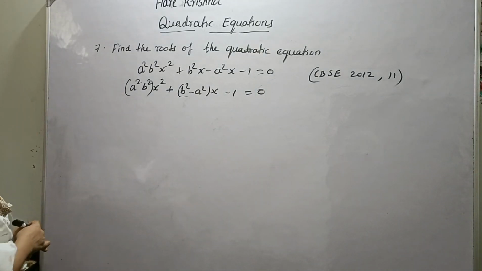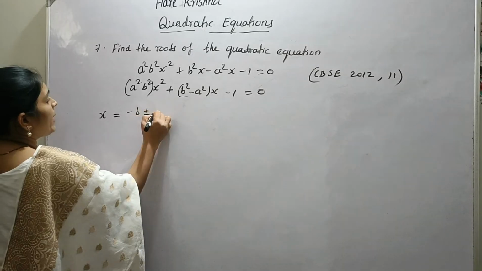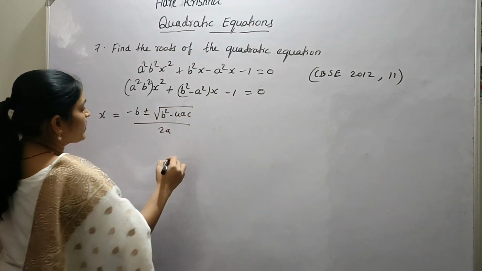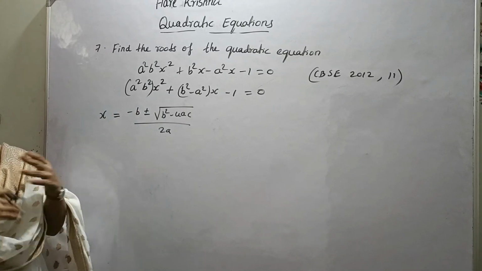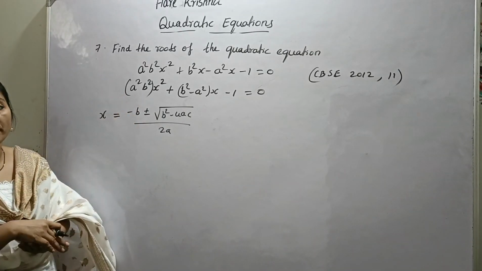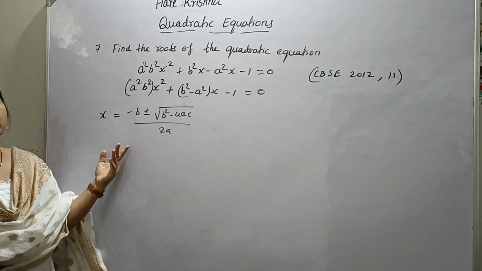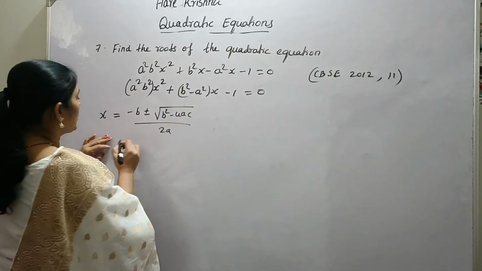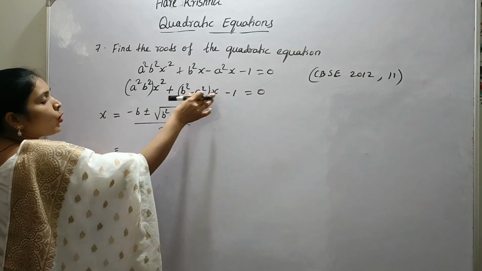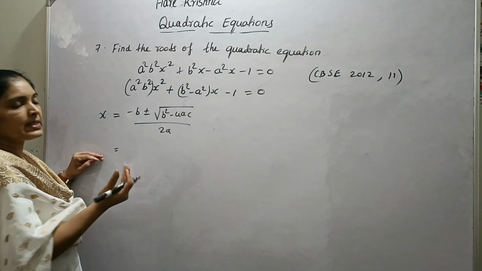Now let's apply the quadratic formula. x is equal to minus b plus or minus square root of b square minus 4ac divided by 2a. Here a, b and c are coefficients. Okay, a is the coefficient of x square, b is the coefficient of x and c is the constant term. Okay, so here let's substitute minus b. What is b here? Coefficient of x is b square minus a square. So minus of b square minus a square.